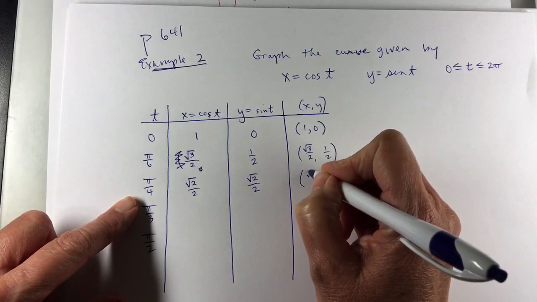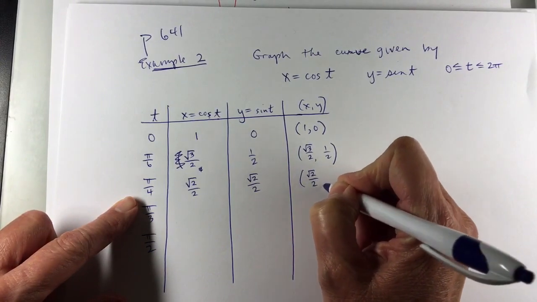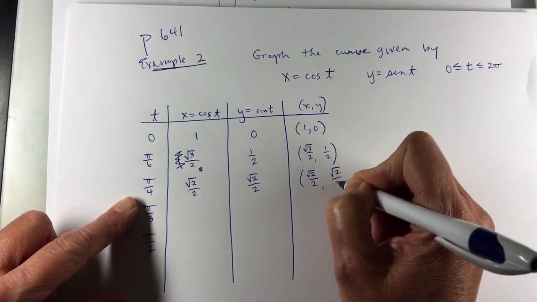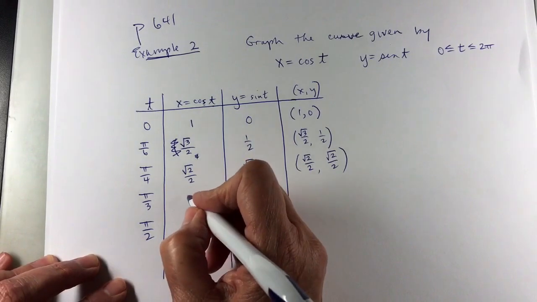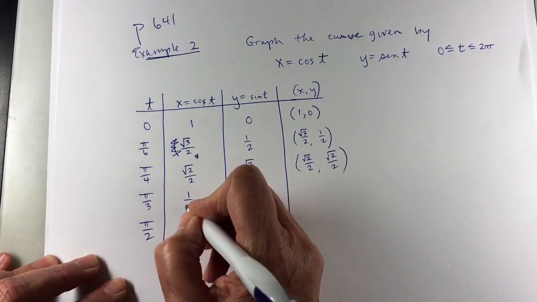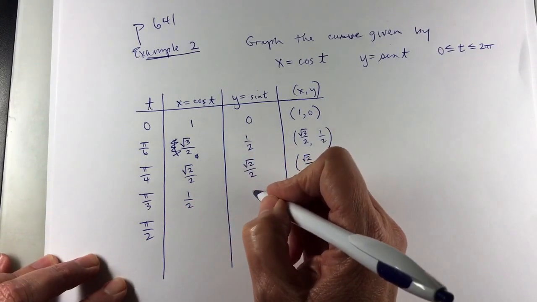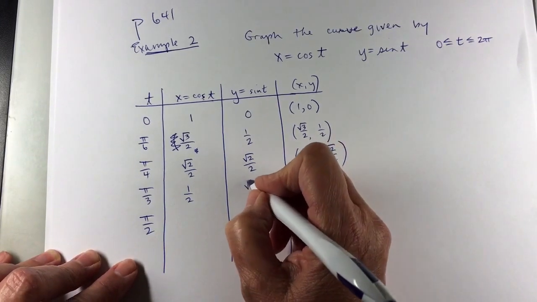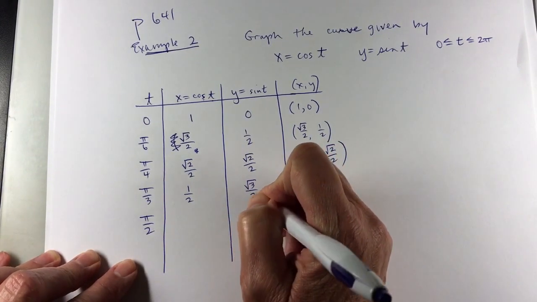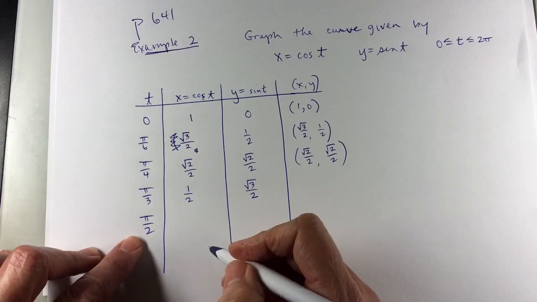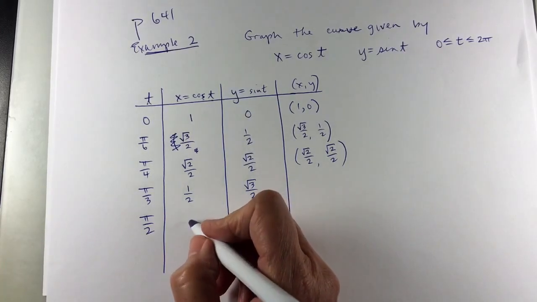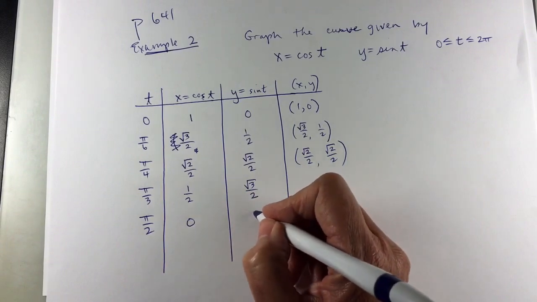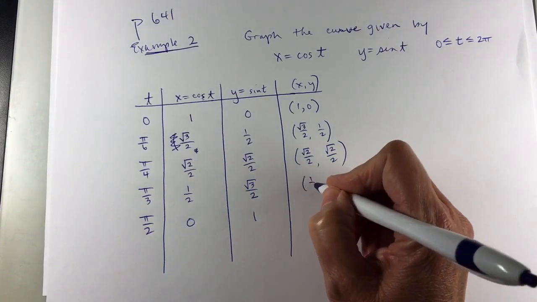And maybe I would want the decimals to get an estimate, but I think we'll go with the exact values. When t is pi over 3, the cosine of pi over 3 is 1/2, and the sine of pi over 3 is square root of 3 over 2. And then pi over 2, cosine is 0, sine is 1.